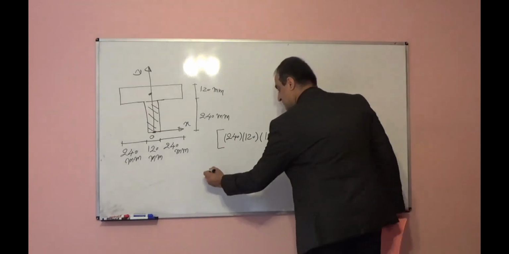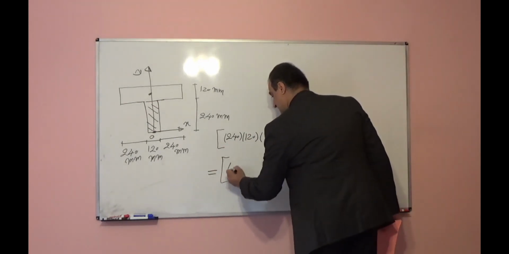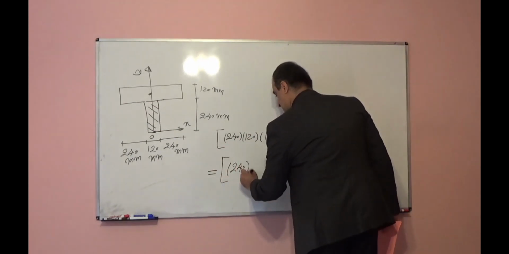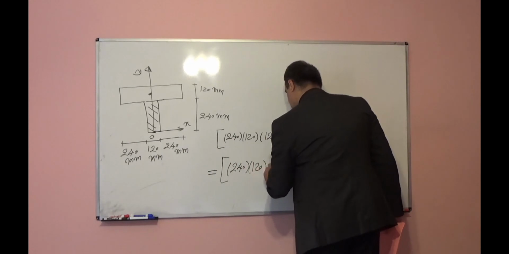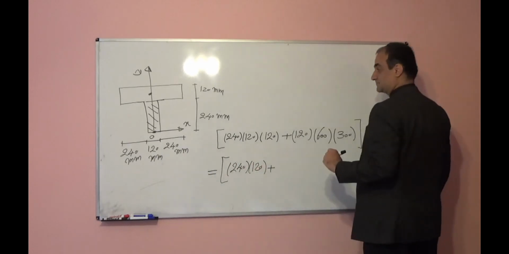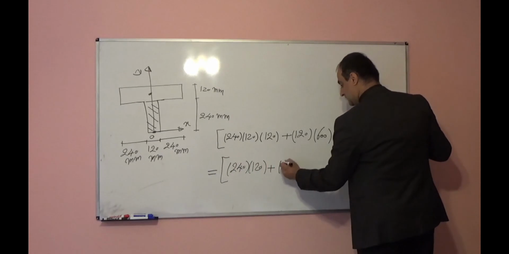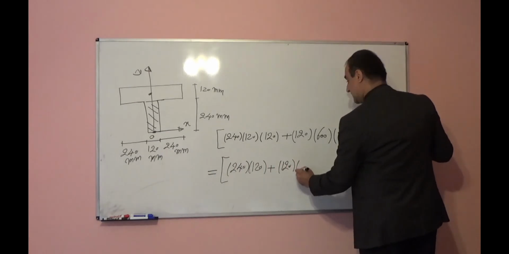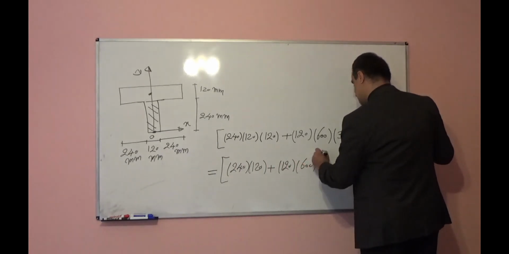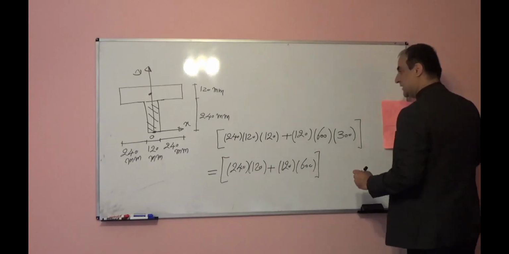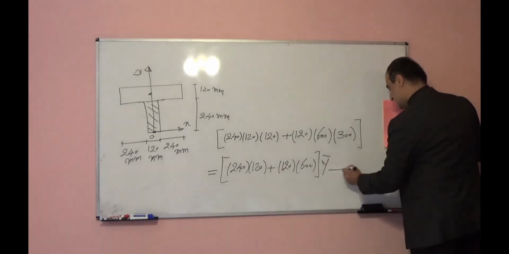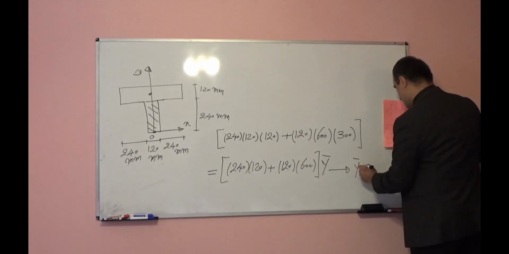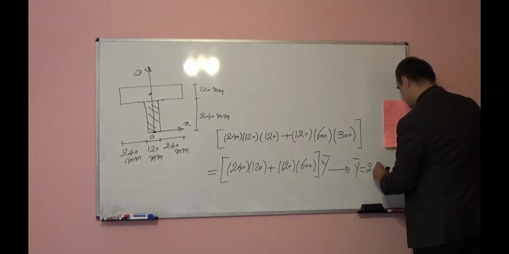That is equal to summation of area, which means 240 times 120 plus 120 times 600, times y bar. From here you can find y bar is equal to 249 millimeters.